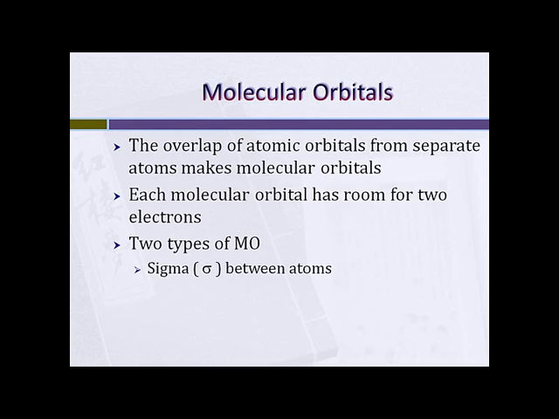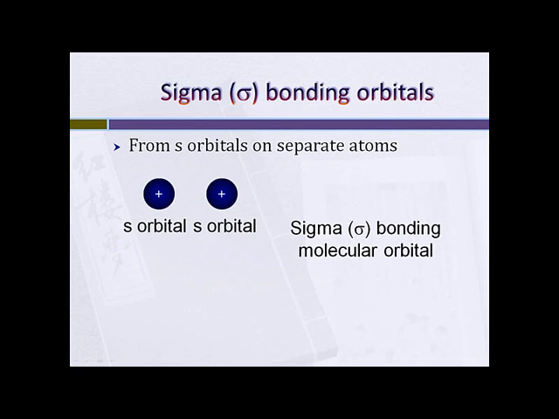One of which is called a sigma bond, where the bond is on the axis between the atoms, and the other is the pi bond, where the bond is above and below the axis between the atoms that are bonding. The sigma bond is produced when orbitals from 2 separate atoms overlap, and once they overlap, they rearrange, and they become the sigma bonding molecular orbital.